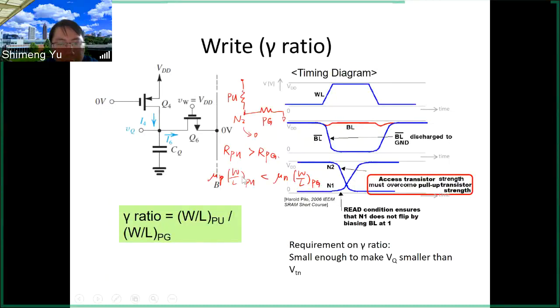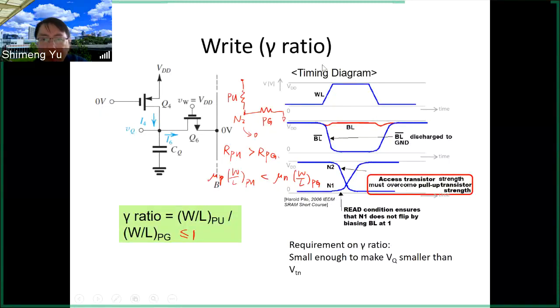So we define this gamma ratio, which is this W over L PU divided by the W over L PG. So this ratio will be equal or smaller than 1 to make this condition satisfied. It can be 1. The reason is that even if there's the same W over L, so basically those two W over L equal to each other. So even if you have the same W over L, because mu P is smaller than the mu N, this condition is still valid. So it can be equal or smaller than 1 for this gamma ratio to make the write operation possible.